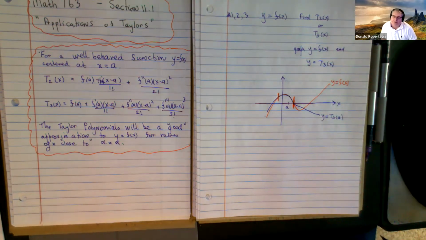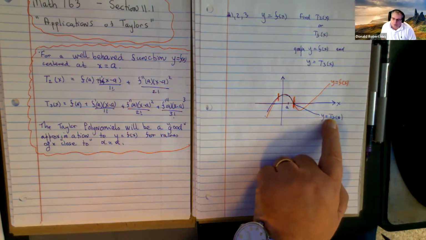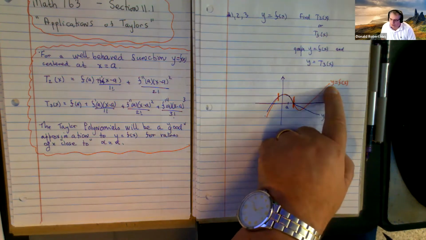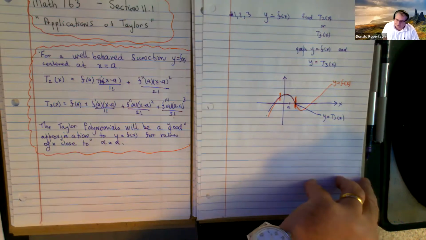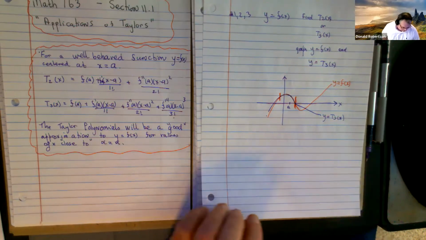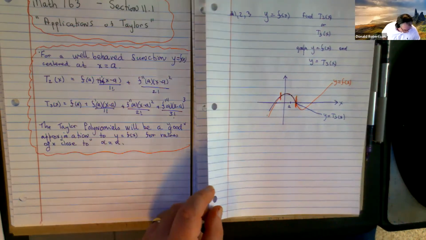And that's good, because for practical purposes, you can use a very simple polynomial to represent a really complicated function and still be able to get values that are well within the tolerance that you would like.